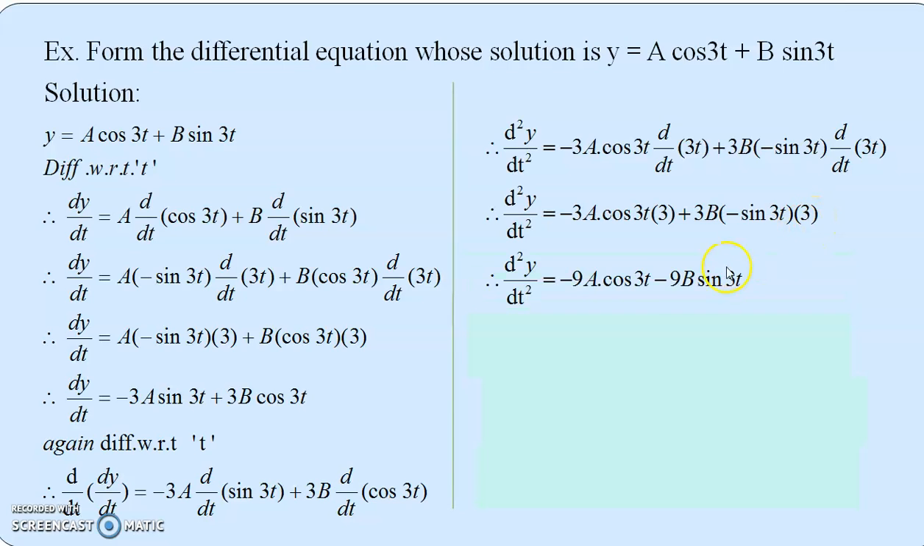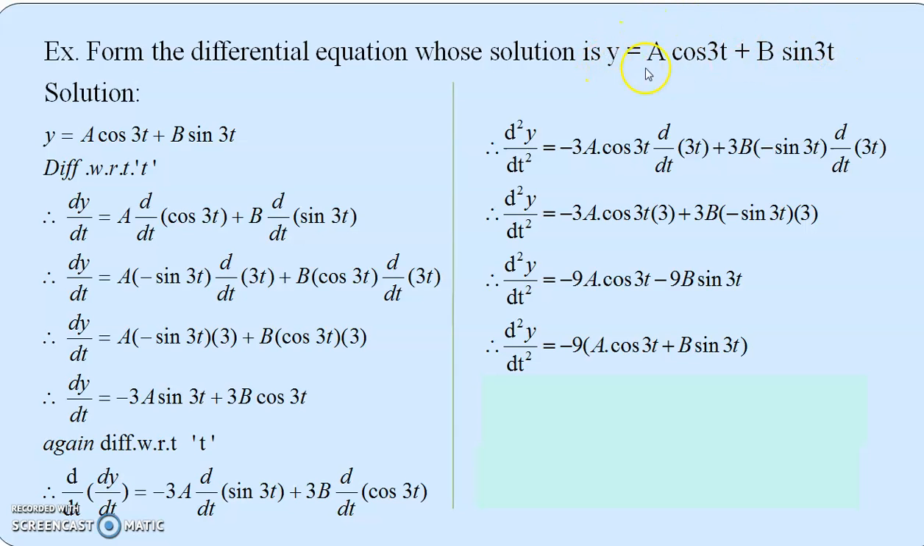So on simplifying this, we get d2y by dt square is equal to minus 9a into cos 3t minus 9b into sin 3t. Now the next step is just taking out this minus 9 as a common. So we get d2y by dt square is equal to minus 9. Just take this minus 9 as a common. So in the bracket we get a cos 3t plus b sin 3t. And we know this a cos 3t plus b sin 3t is nothing but y.